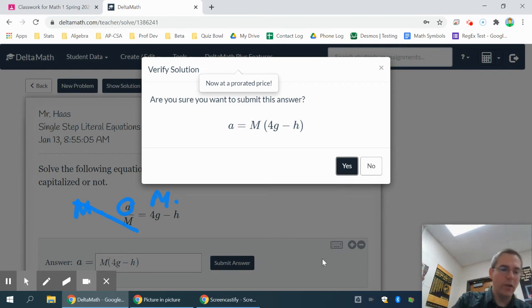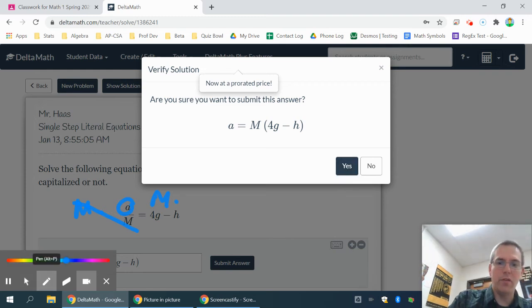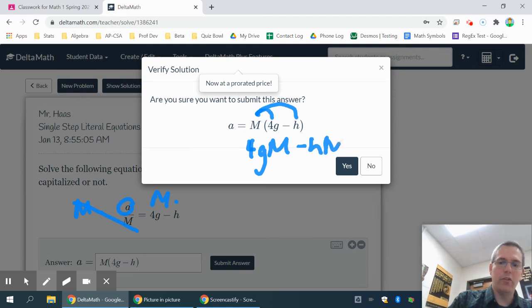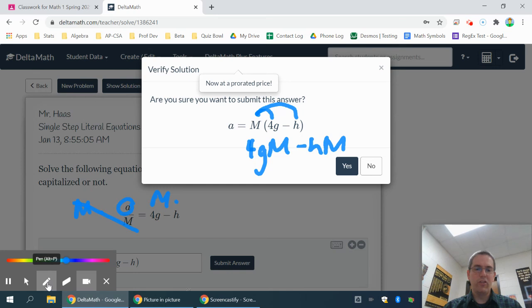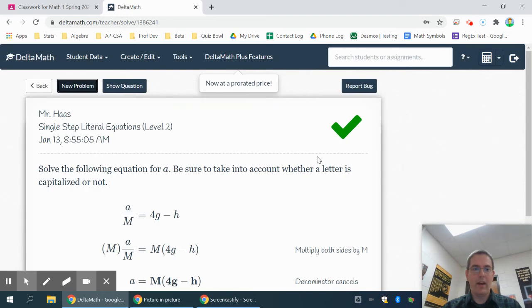Another thing you could have done is multiply that M through the parentheses. It's a little extra work, but if you had 4GM minus HM, it also would have taken that as a correct answer. But like I say, it's a little easier just to leave your parentheses and not worry about multiplying it through. I'm just showing you, in case any of you thought about doing it that way, that would work. We might try one more if there's time.